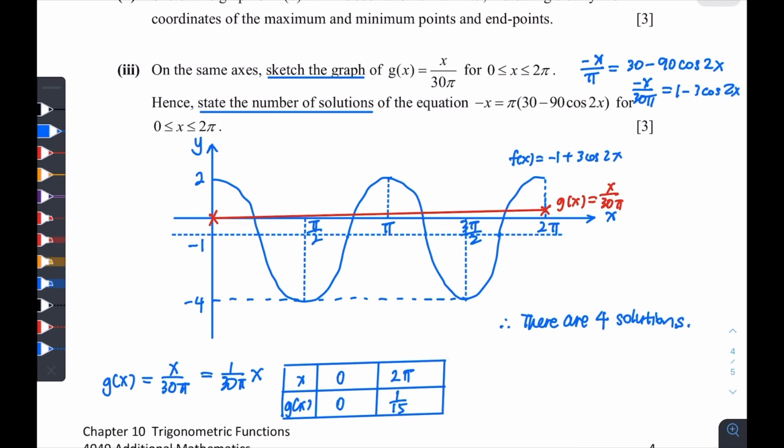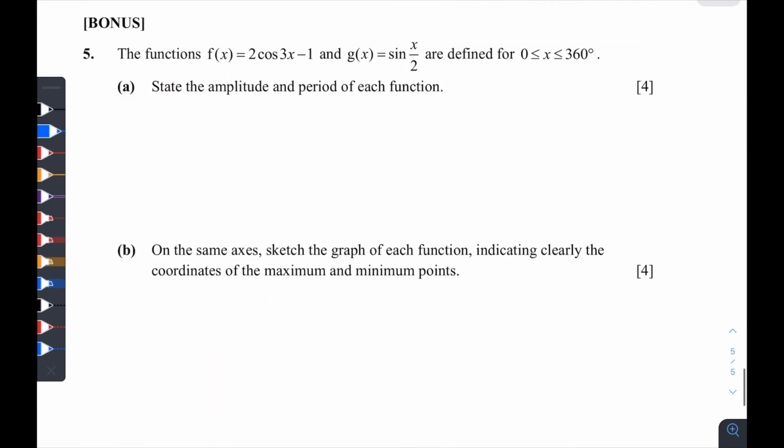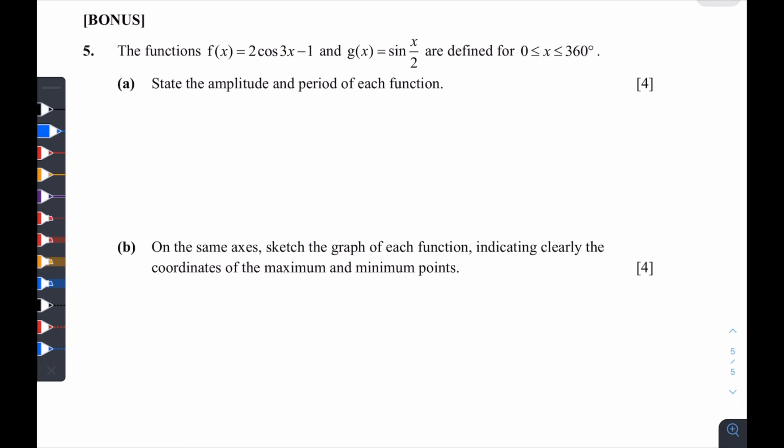Okay, I think last but not least, the bonus question. The functions f(x) and g(x) are defined between 0 to 360 degrees. State the amplitude and period for each function. Sure.